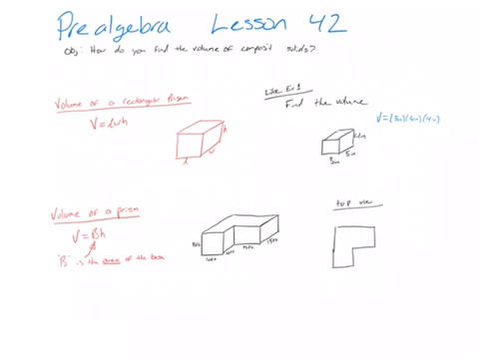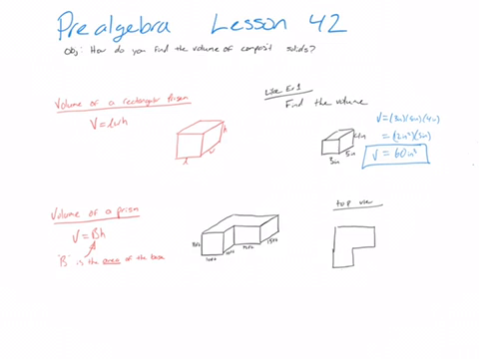It doesn't matter the order in which you multiply them. 3 times 4 is 12, so I'm thinking 12 times the inches squared, right? Because inches times inches is inches squared, times 5 inches. 12 times 5 comes out to be 60, and inches squared times inches comes out to be inches cubed. So the volume of this box is going to be 60 inches cubed.